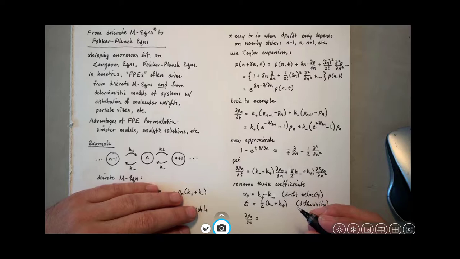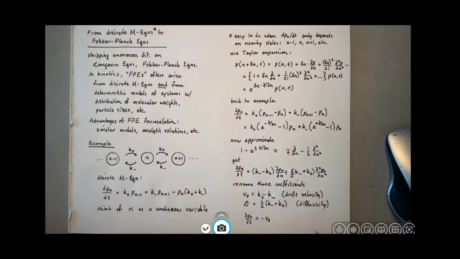So then with these definitions, the diffusion convection equation that we get out of this, this is our Fokker-Planck equation in this case, is that the derivative of the population at n with respect to time is negative of the drift velocity multiplied by the derivative of the population with respect to n plus a diffusivity times the second derivative of this population with respect to n.